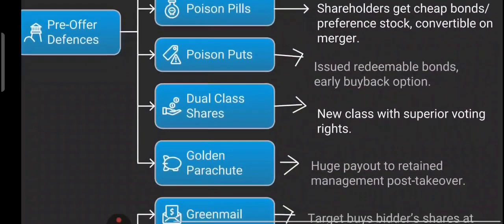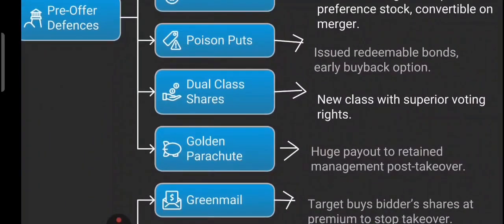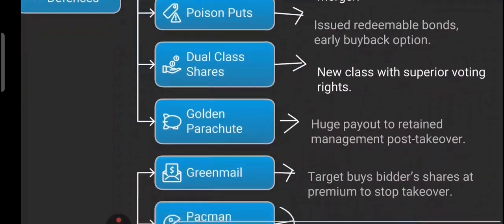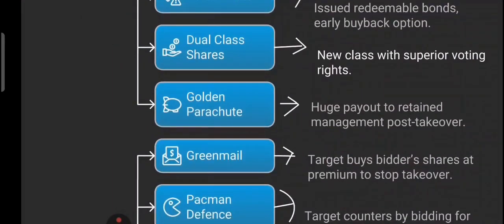Then we have dual class shares. The company creates a special class of shares with more voting power, helping the original owner stay in control. Then we have the golden parachute. If the top executives are removed after a takeover, they get a huge payout. This makes the takeover more expensive, right? So if the top executives are removed after a takeover, they get a huge payout.